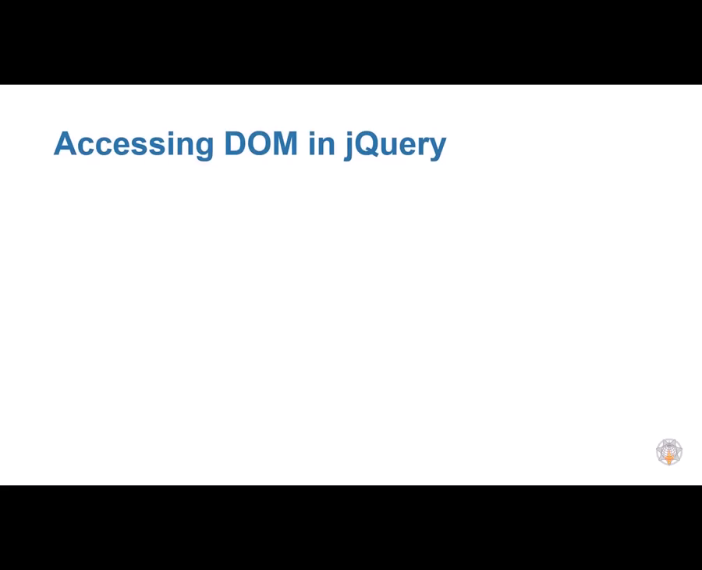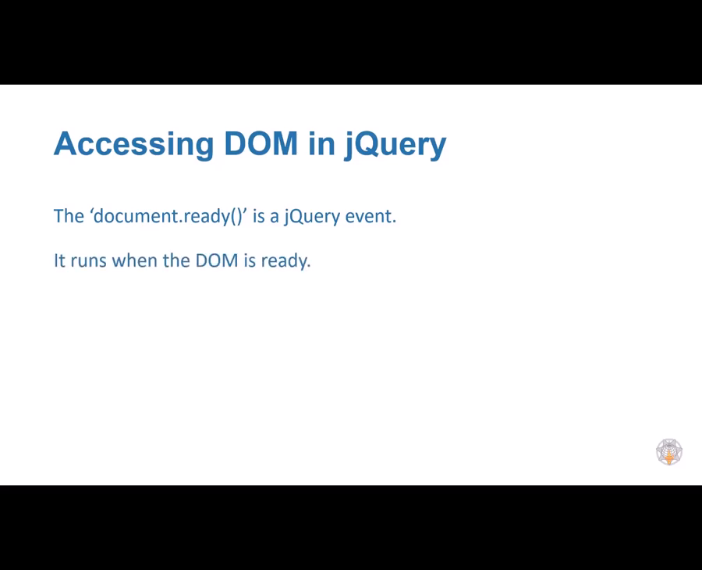Once we have understood what is DOM, now let us see how to access DOM in jQuery. jQuery provides a document.ready event to access the DOM. This method runs when the DOM is ready.